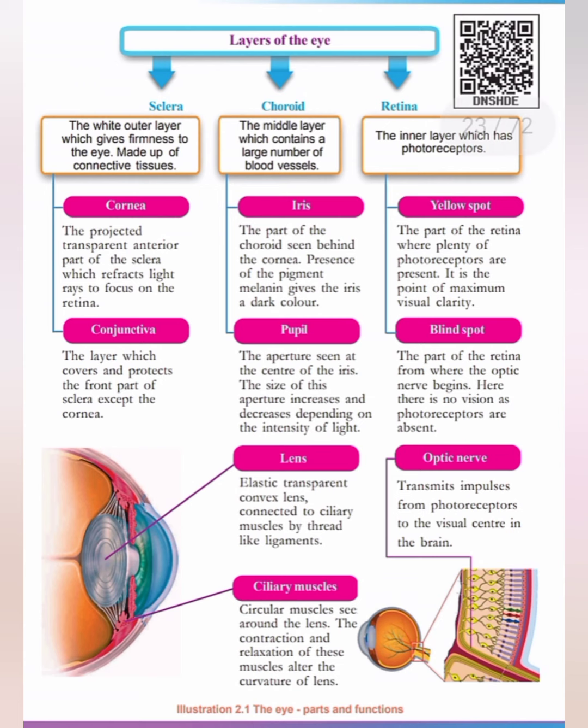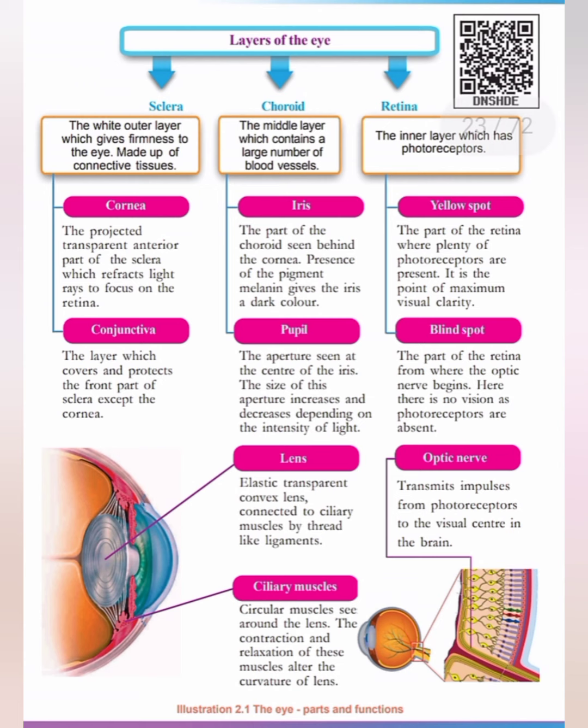The next layer of our eye is the choroid. It is the middle layer which contains a large number of blood vessels. It is composed of the iris and pupil. What is the iris? Did you see your iris? Of course, the iris can be seen behind the cornea. It is a part of the choroid, but it can be seen behind the cornea. It is dark in color. What gives the iris a dark color? The presence of a pigment called melanin gives the iris a dark color.